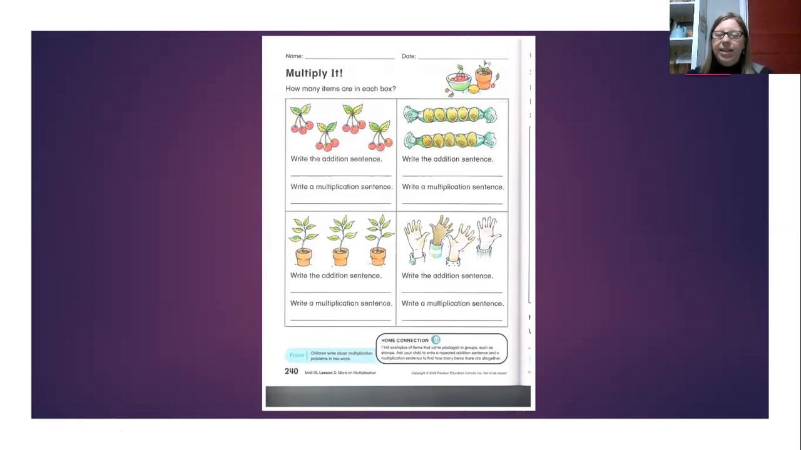Once you have completed page 240, you are all done your math for the day. And you are learning how to record a multiplication problem.